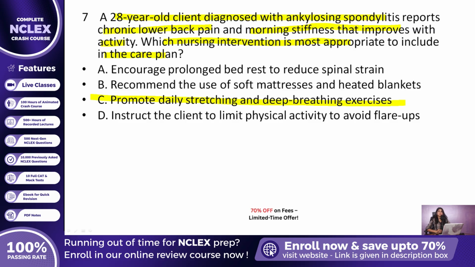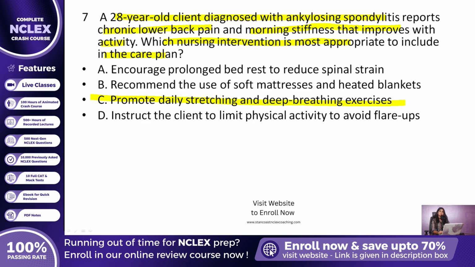Ankylosing spondylitis is a chronic inflammatory disease that can lead to fusion of the spine and restricted chest expansion over time. Daily posture-focused stretching helps maintain spinal mobility, and deep breathing exercises preserve lung expansion and prevent restrictive lung complications. These are key nursing interventions to slow disease progression and improve quality of life.